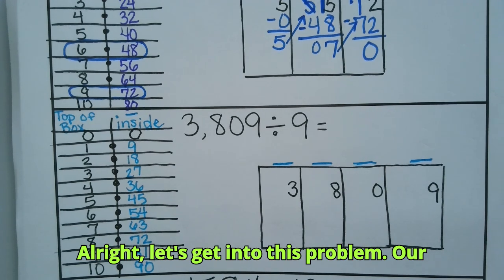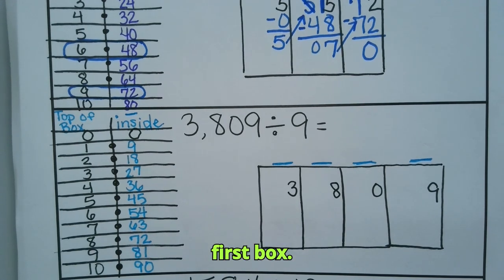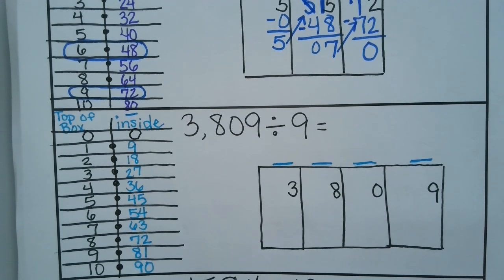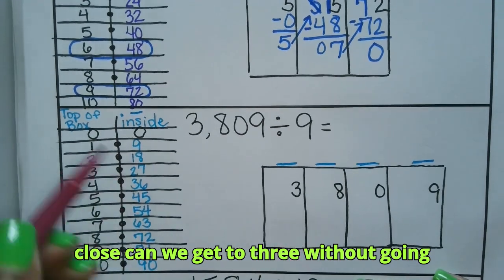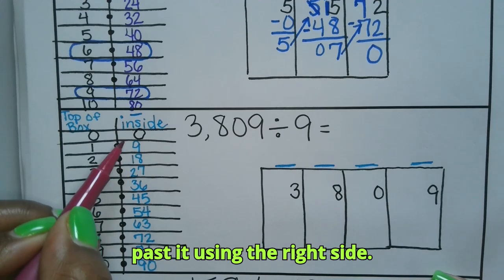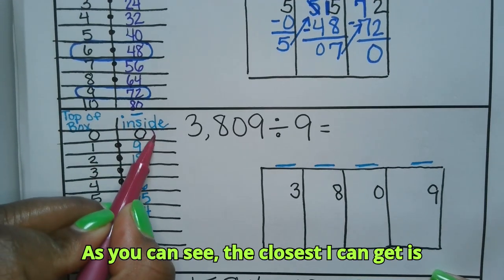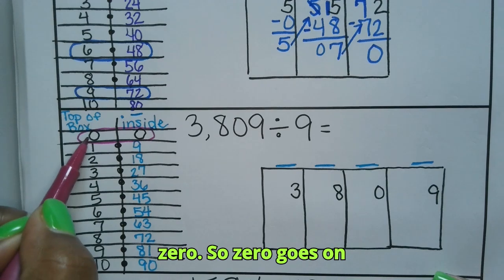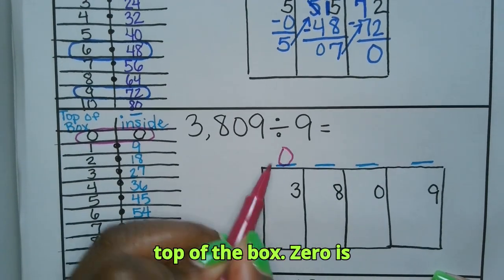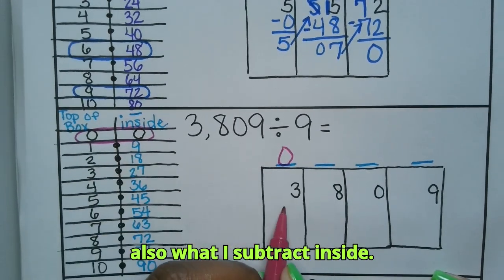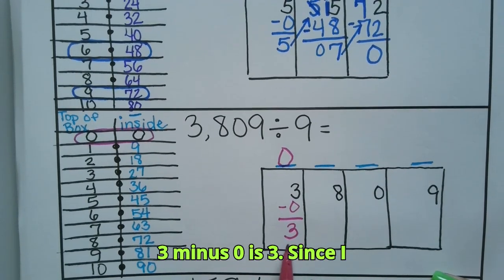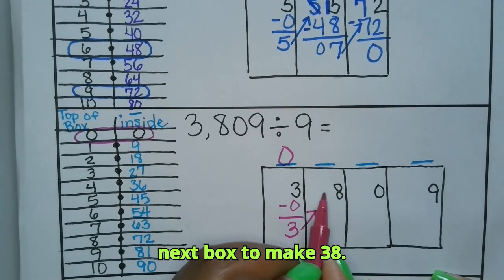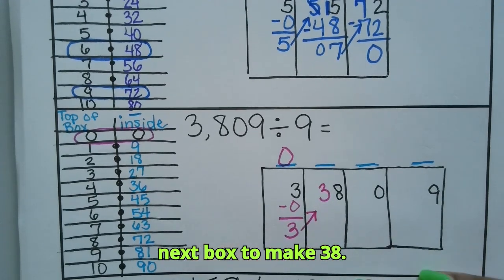All right, let's get into this problem. Our first box. In our first box, we're looking at how close can we get to 3 without going past it using the right side. As you can see, the closest I can get is 0. So 0 goes on top of the box. 0 is also what I subtract inside. 3 minus 0 is 3. Since I have that left over, it goes on into the next box to make 38.